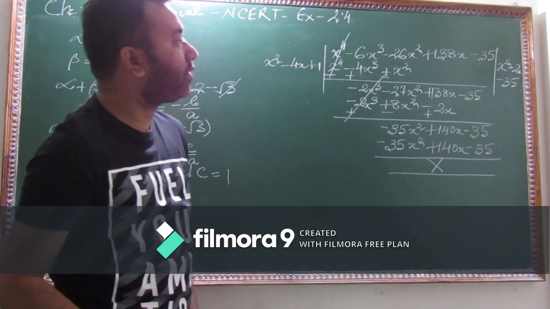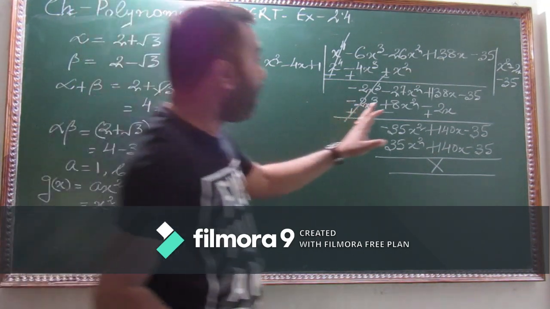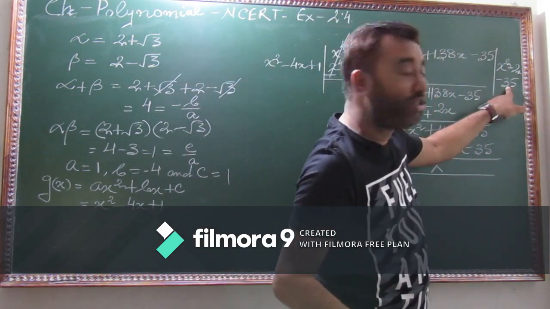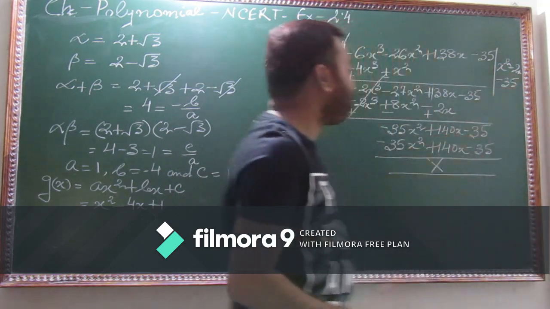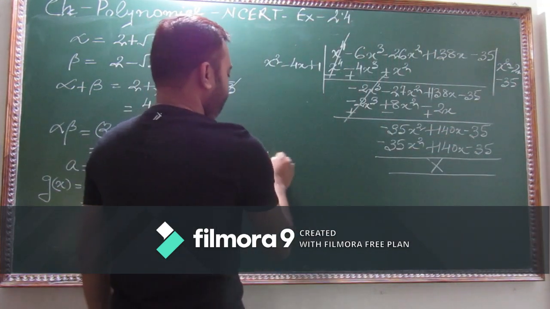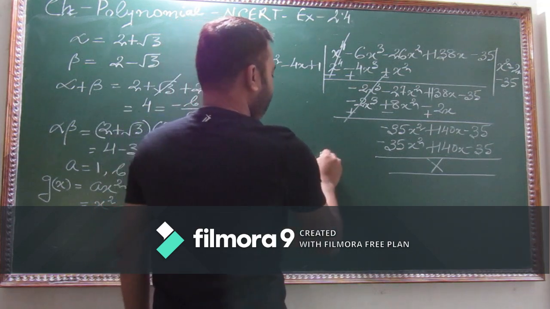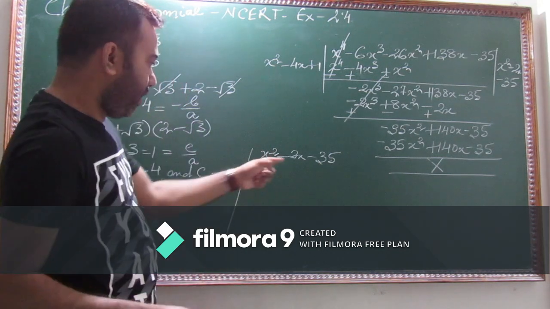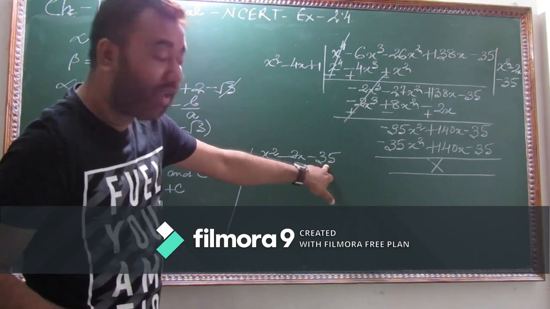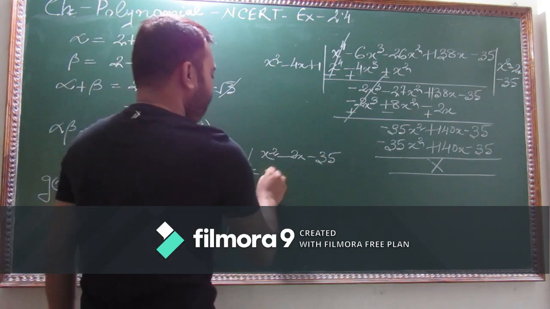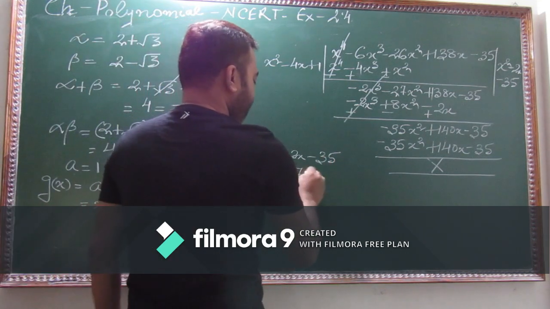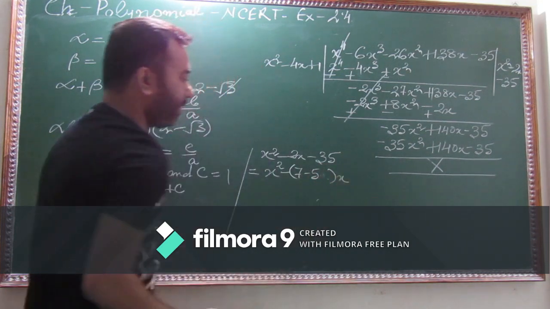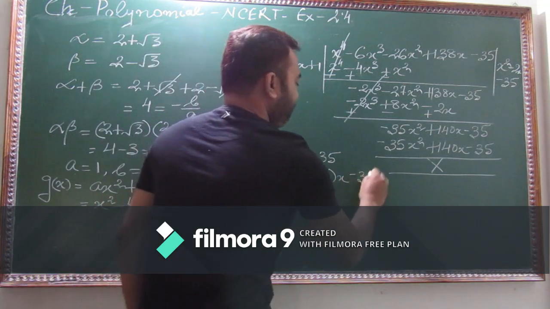If this is 0, what can I find? The other two zeros are here. If I need to find the other two zeros, then I have to split the middle term of this. So what is this? X square minus twice x minus 35. If I split the middle term, 5 into 7 is 35 and 7 minus 5 is 2. So this is x square minus (7 minus 5) into x. After that this is 35.